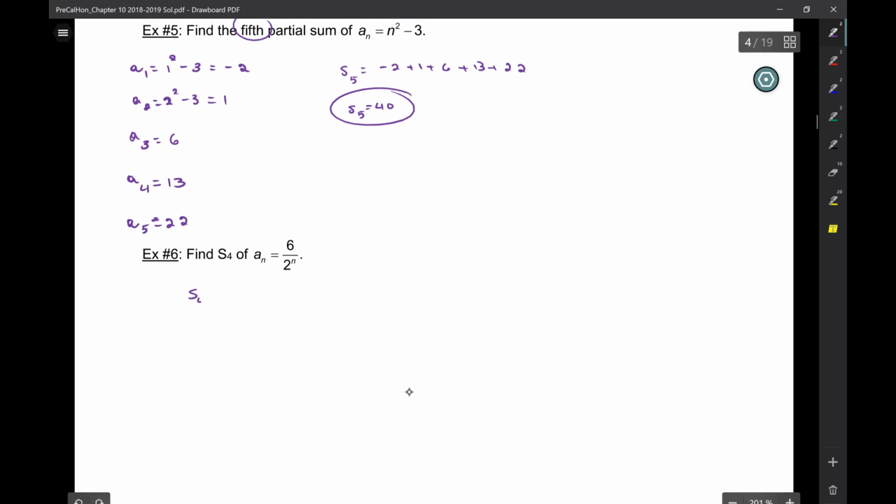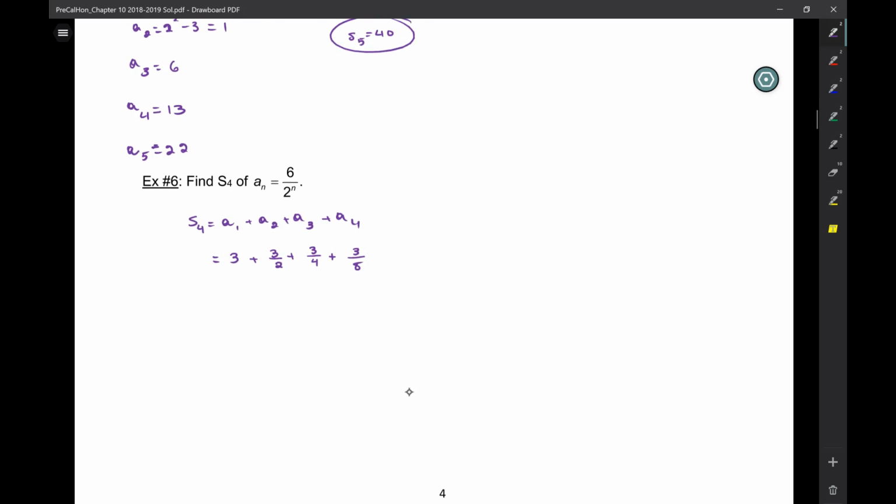So S sub 4 is A sub 1 plus A sub 2, A sub 3, A sub 4. So what's A sub 1? 3. And then we have 6 over 2 squared, that's 3 over 2. 3 over 4. 3 over 8. Does everybody know how I'm generating those numbers?